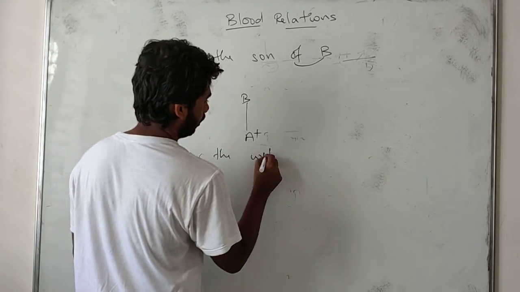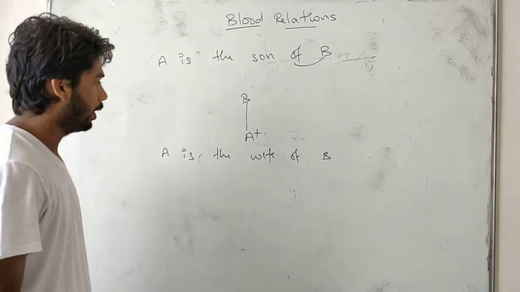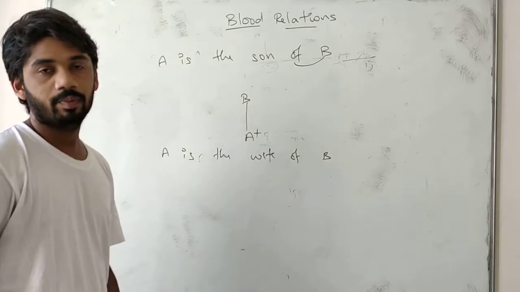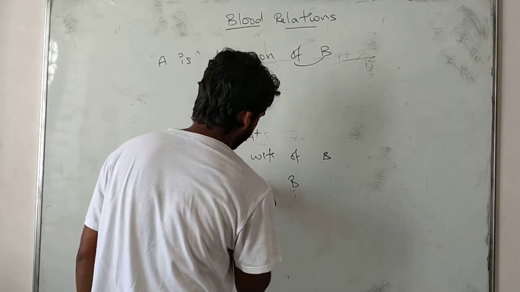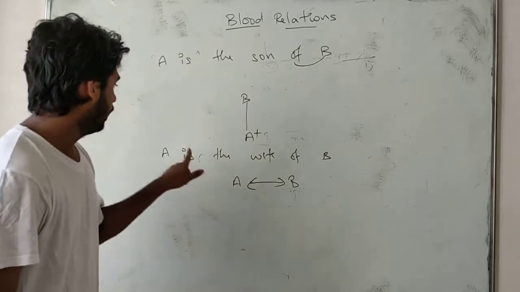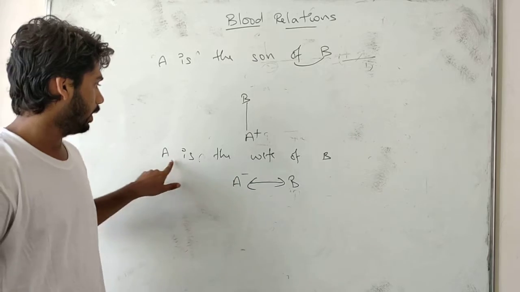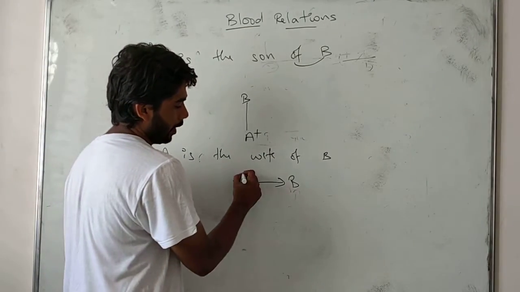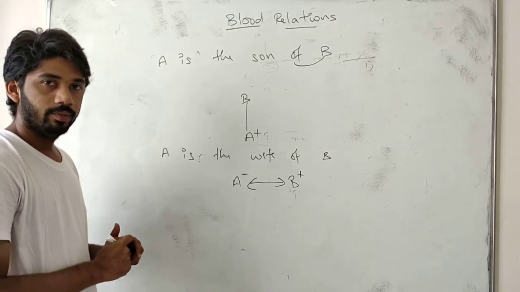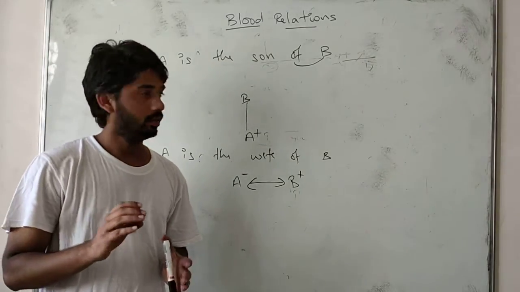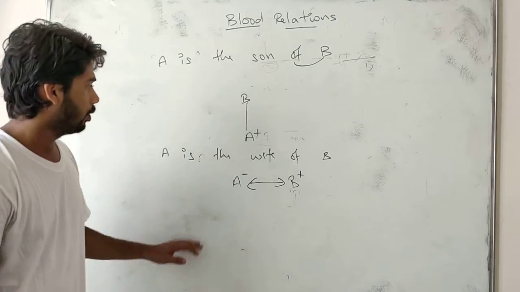A is the wife of B. A and B are husband and wife, which means they will be of the same generation. So I will be taking A, B, with a husband-wife symbol. A is the wife means, of course, B first, and A is the wife means A is minus. Automatically, husband will be positive. B is positive. Okay, sir? Got it? This is very simple. Just concentrate on the concept and you will be getting everything. You can note it down.